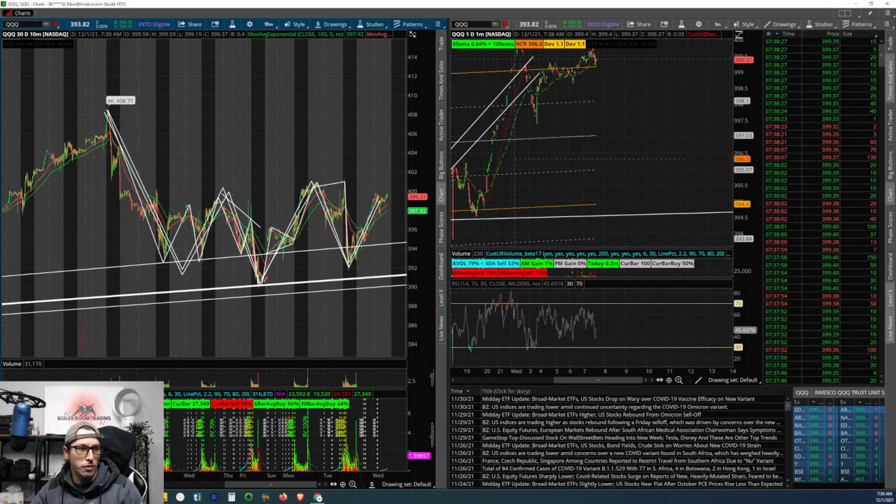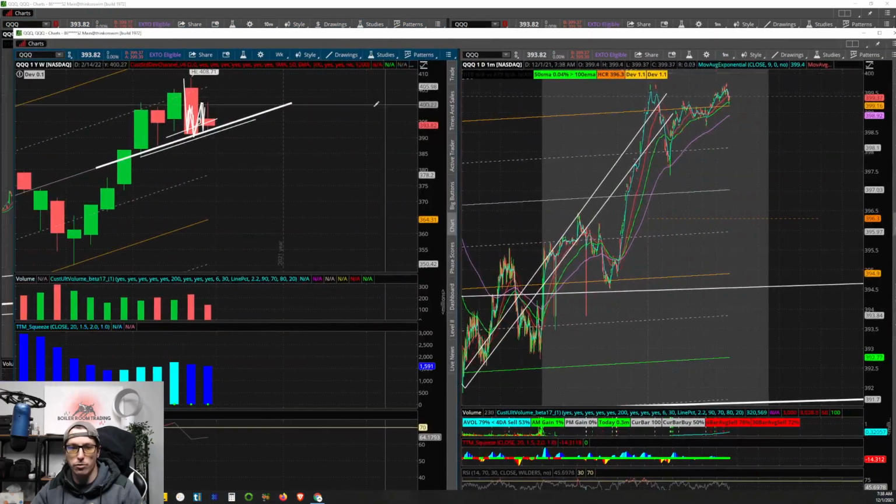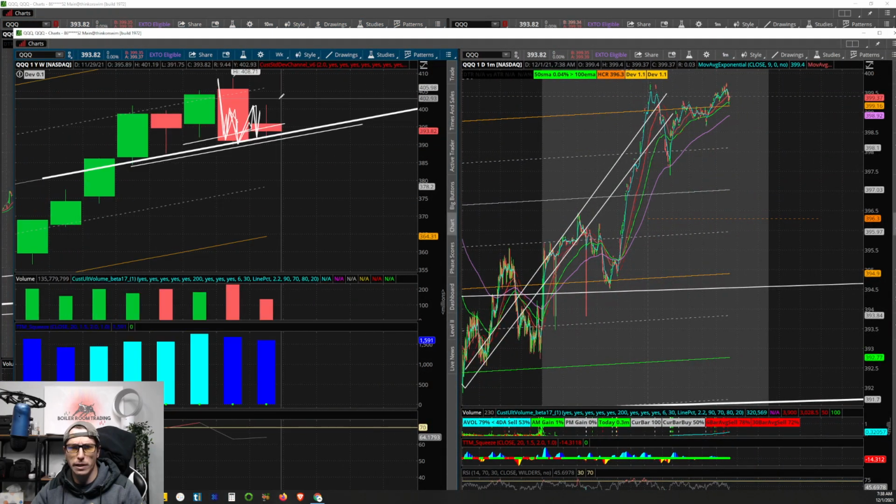Now, to be more specific on where we could attack for the Qs on the way back up, we will again use the weekly chart. We will map off our levels on the upside for the Qs.